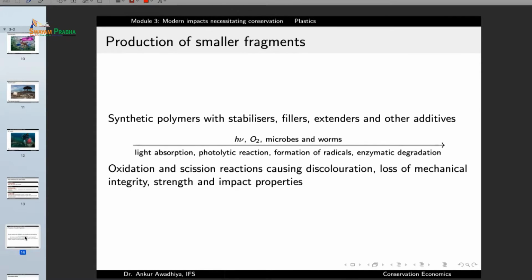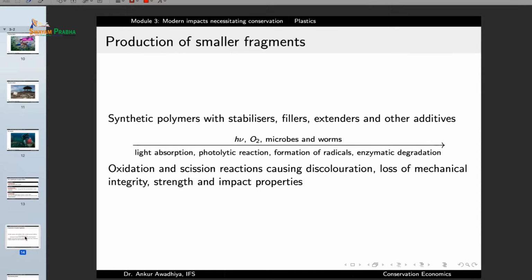So when we look at the production of these smaller fragments, the synthetic polymers have a number of things together with them. So if we look at any plastic container, such as this bottle of water, now this has plastic, but it also has a number of other constituents. So it has a stabilizer, it has certain fillers, it has a plasticizer. Now, these chemicals are added to the polymer, which is the plastic, to improve the properties. So, the stabilizer will stabilize this material. You would also want to add certain other substances that make it look much more transparent, or add colors to it, and so on. So, when the large sized plastics reach into the environment, they have all these stabilizers, fillers, extenders, and other additives that are together with the plastic.